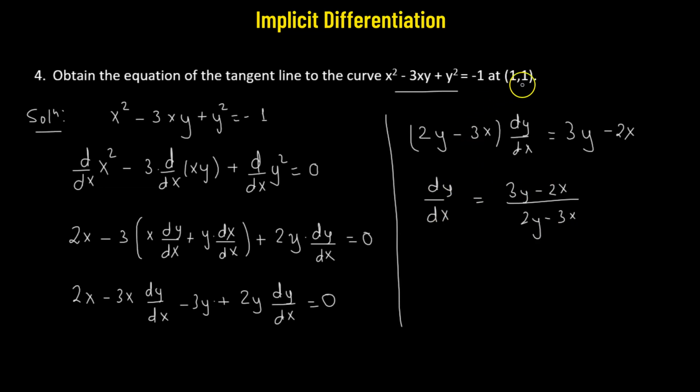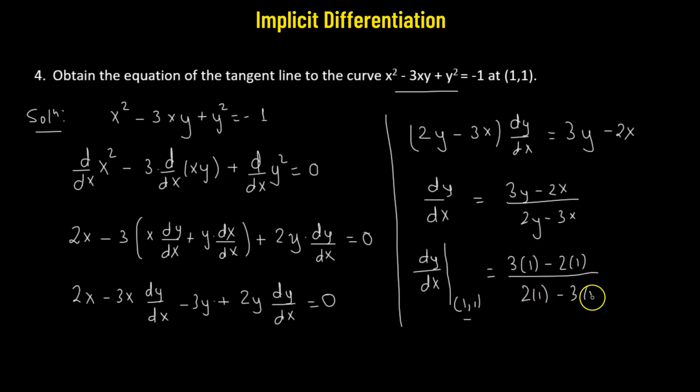Now we want to obtain the slope at this particular point 1, 1. So we have dy over dx, and we will use a vertical line and this particular notation. This means we are calculating the slope dy over dx at the point 1, 1. So in place of x and y we use the values: 3 times 1 minus 2 times 1, divided by 2 times 1 minus 3 times 1. So 3 minus 2 is positive 1 and 2 minus 3 is negative 1. So this is the slope.